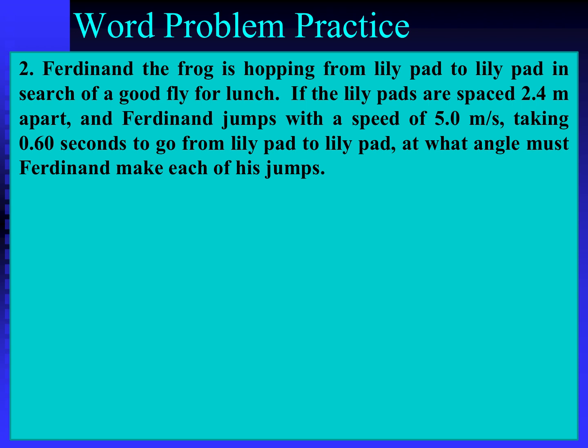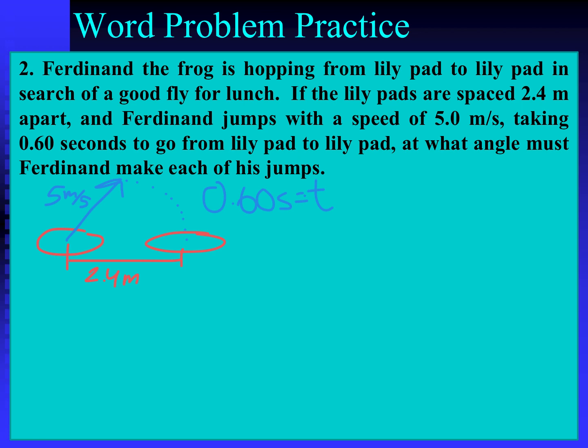So if the lily pads are 2.4 meters apart, all right, so if I have a lily pad and a lily pad, and they are 2.4 meters apart, good to know, and the frog jumps with the speed of 5 meters per second, and he's jumping on an angle, I'm assuming, so let me write that. I'm guessing that's like a resultant, 5 meters per second on an angle, and it takes that frog 0.6 seconds to land on the other lily pad. That's a time. I don't know if I need that, but that's a time. At what angle must Ferdinand make each jump?